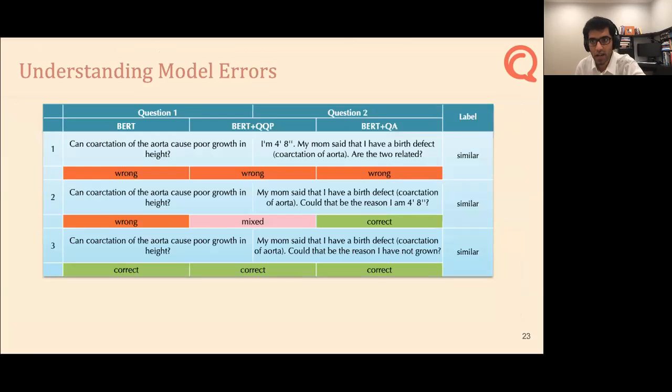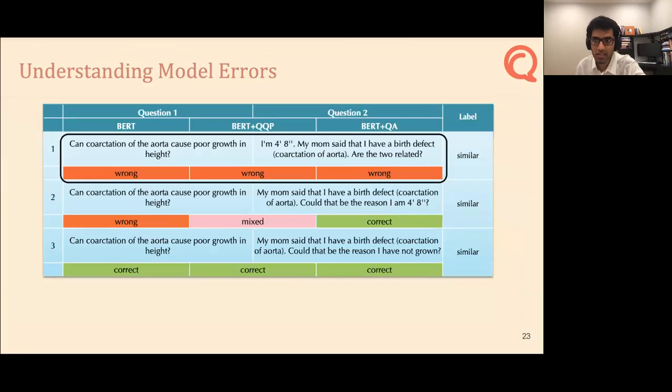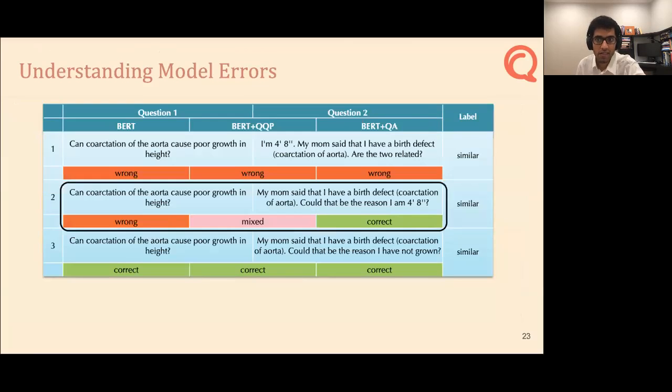Here, I want to briefly touch upon how we tweak the question language to get insights into what the model might have learned. In this example, all the models initially get it wrong. To identify these questions as similar, the models have to understand the semantics, and specifically that 4 feet 8 inches in the context of height represents poor growth. If we change the question phrasing as in the second row, the QA model starts labeling it correctly, indicating that what the QA model was likely misunderstanding was the question's phrasing, but it is able to disambiguate between 4 feet 8 inches being poor growth and the height.